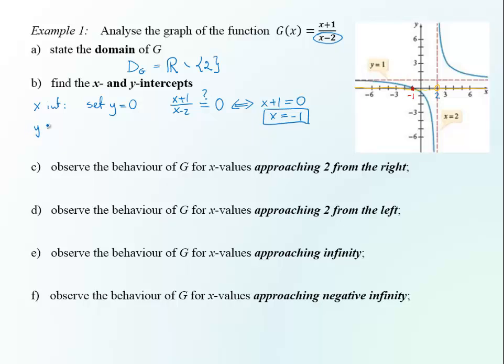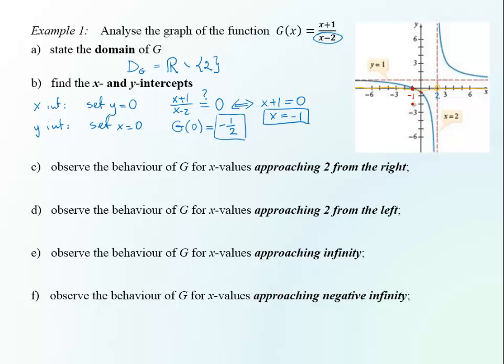Now to find y-intercept, we set x equals 0, meaning we really evaluate g of 0. So plug in 0 instead of x, we end up with negative 1/2. So y-intercept is negative 1/2. Let's see on the diagram. Oh, that looks like this point, negative 1/2.